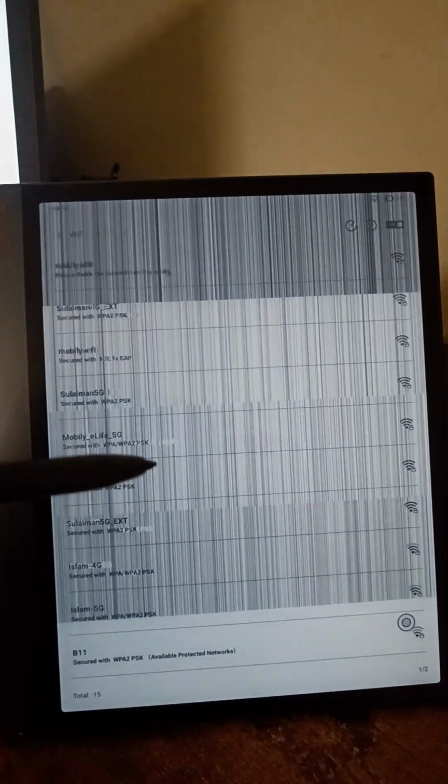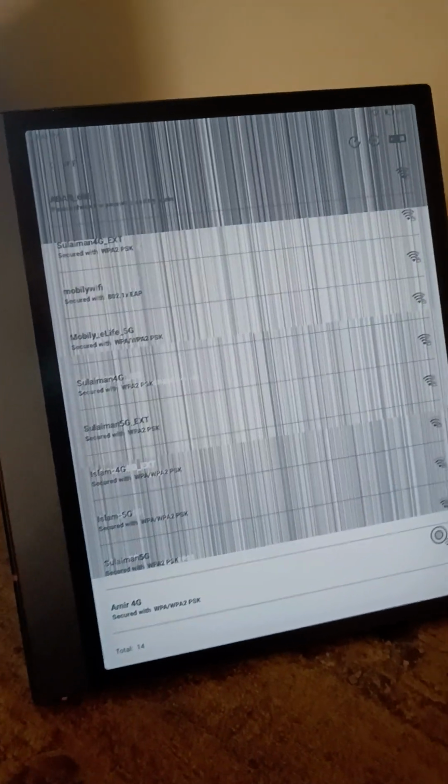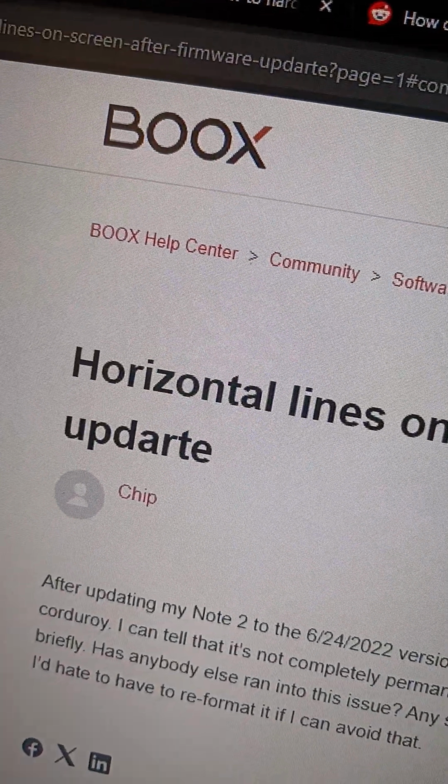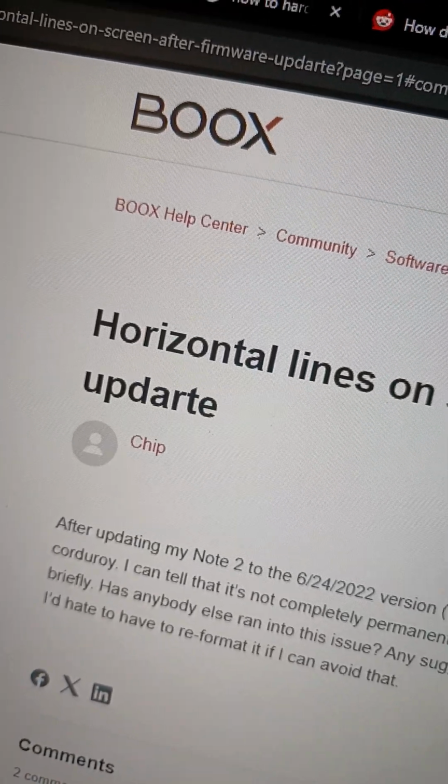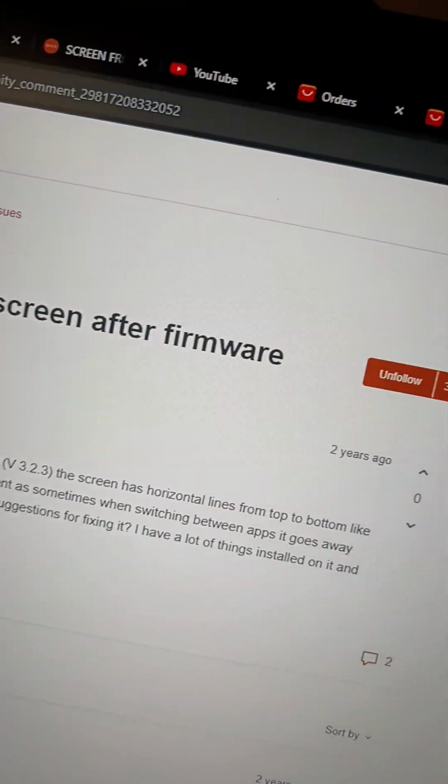Now, since the refresh rate is very low, I have to use my wireless keyboard here so I can at least type, because touching or writing on the screen is unbearably slow. And by the way, these devices are very well known to have this issue. This guy posted a similar issue 2 years ago. So essentially, we are still facing the same issues that people were facing.